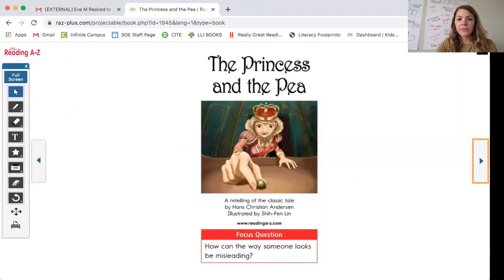All righty. The Princess and the Pea. I can already see some royalty in this story. I can tell that that looks like somebody who has royalty because of their crown. Maybe that's the queen or the princess. Let's read to find out.